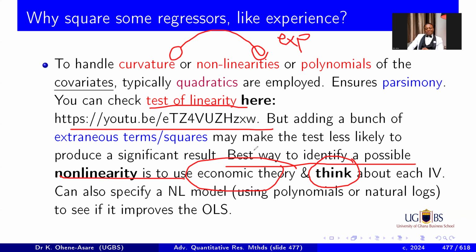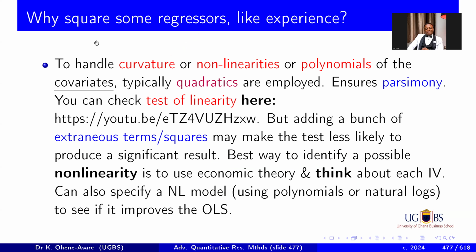Sometimes though, you have to specify a nonlinear model instead of using the linear model and squaring. So you either have to use the natural log of some things and see whether that will improve the OLS regression. But the key point is to get support theoretically. So take note of three things you can do in a regression. One, you can take the log of variables. Two, you can square some variables. And the final one we're going to look at is you can interact some variables.